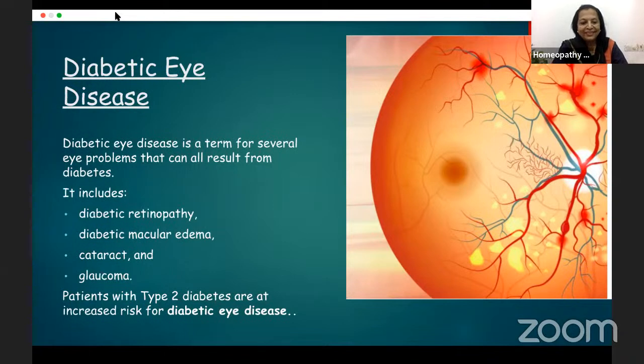Good evening. So today's topic is diabetic eye diseases. Well, in diabetes, I think everybody knows that in diabetics, the chances of infection are very high.